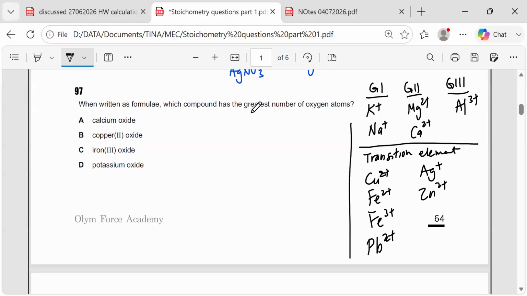Okay. Everybody in group 5 is negative 3 because they are all trying to achieve 8 full outer shell. Everybody in group 6 is negative 2, oxide, sulfide. Everybody in group 7 is negative 1, chloride, bromide, iodide. Right? Okay, using this concept, please do this now. Hurry up. Write all the formulas and tell me what's the answer. Jia Yi, you got an answer? Not yet. Okay. Try.